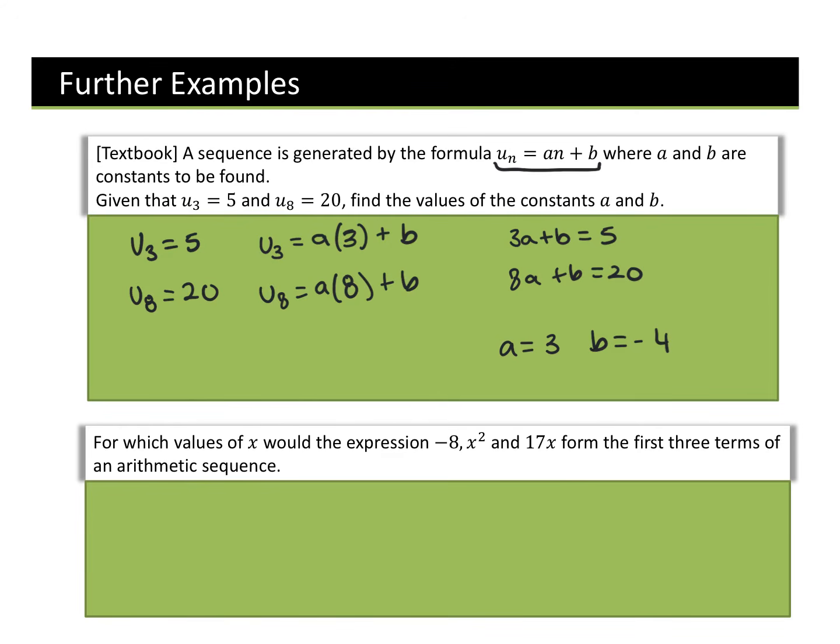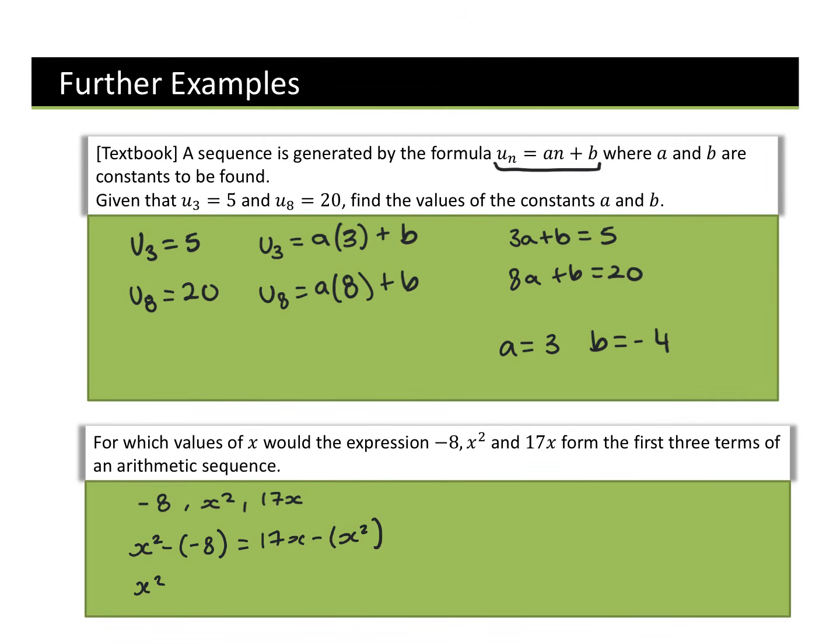For the next one, we have the first three terms of a sequence: minus 8, x squared, and 17x. Now this one's a bit more complicated because finding the difference is a little harder. What we know about the difference though is that x squared minus this one should be the same as 17x minus this, should it not? So, x squared minus the first term should equal the third term minus the second term.